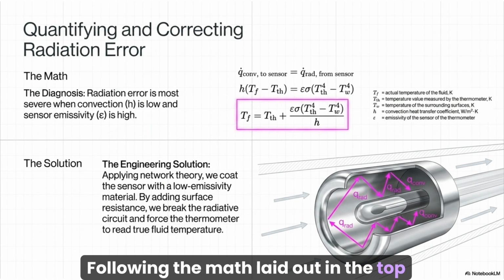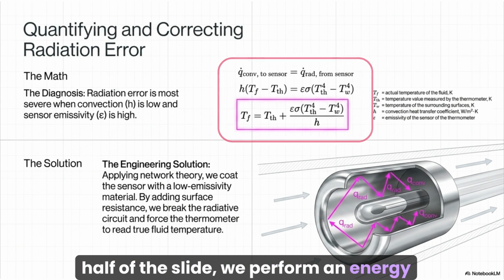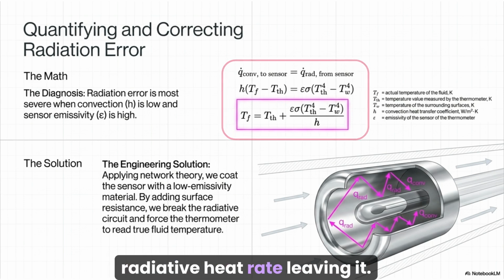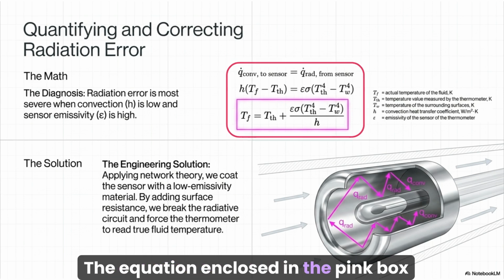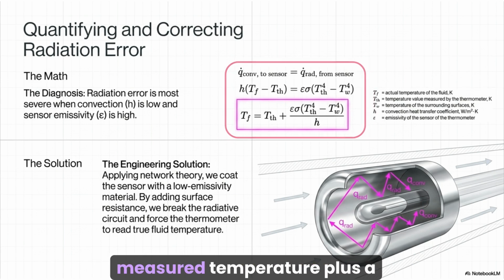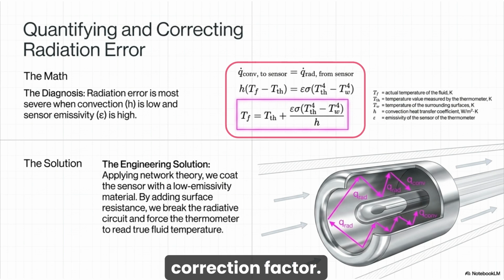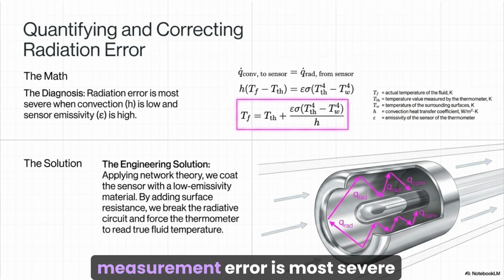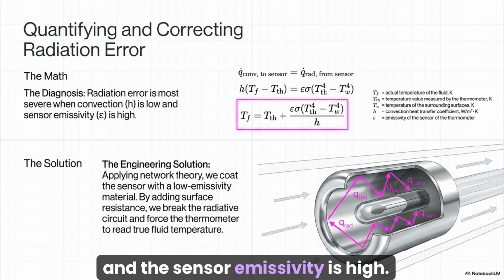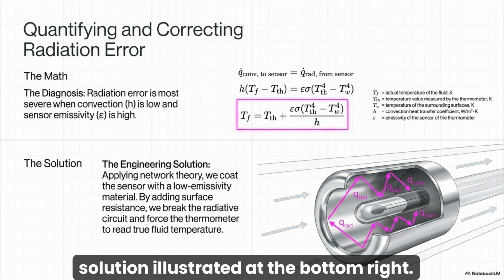Following the math laid out in the top half of the slide, we perform an energy balance where the convective heat rate into the sensor must equal the radiative heat rate leaving it. The equation enclosed in the pink box in the center defines the true fluid temperature as a function of the measured temperature plus a correction factor. This diagnosis tells us that the measurement error is most severe when the convection coefficient is low and the sensor emissivity is high. To fix this, look at the engineering solution illustrated at the bottom right.